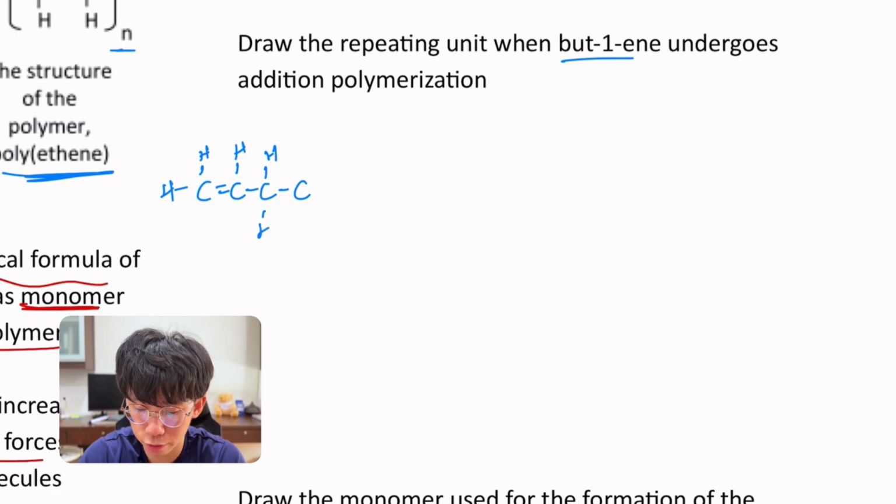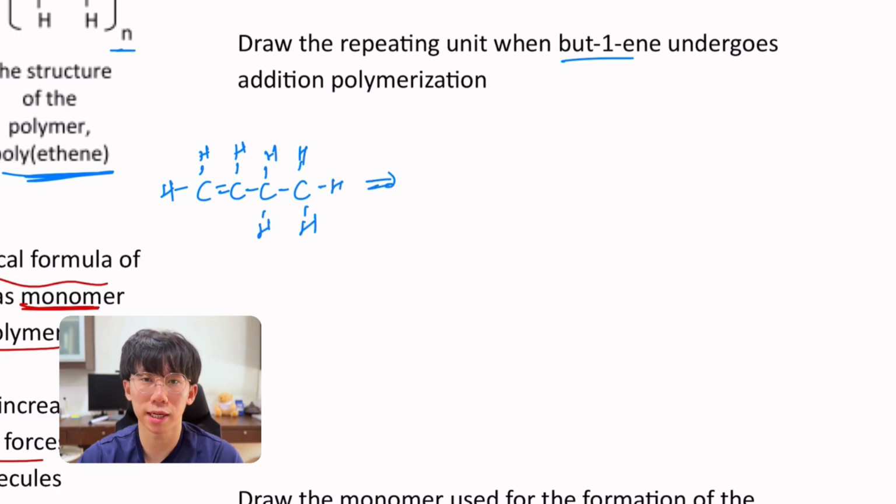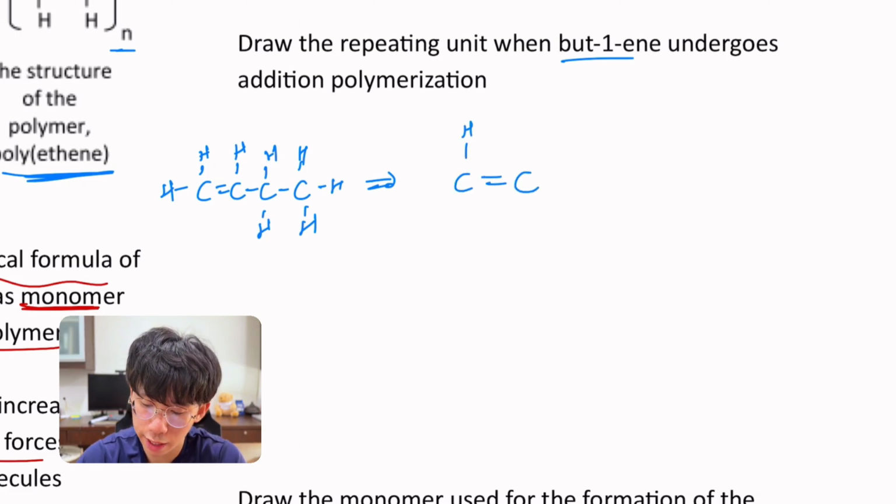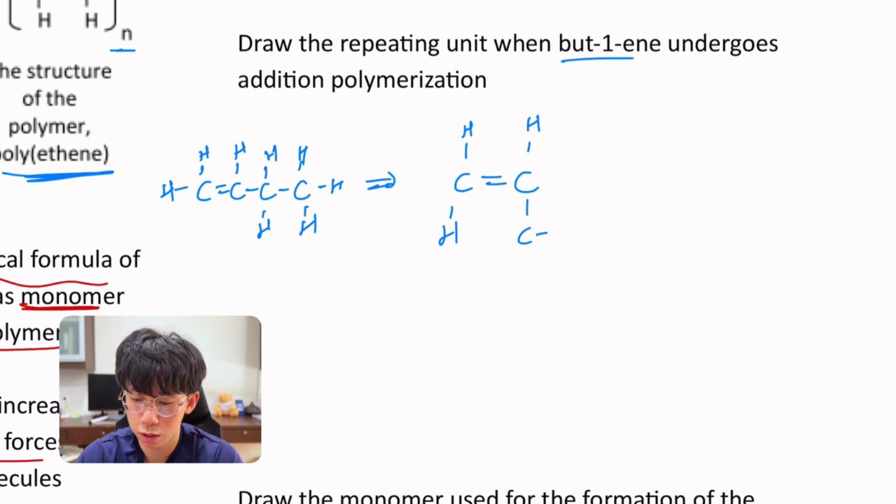You should be very familiar with drawing this by now. And I'm going to transform this such that the C double bond C is in the same line. Here, H and H. Here is a H and there's a CH2 CH3 group.